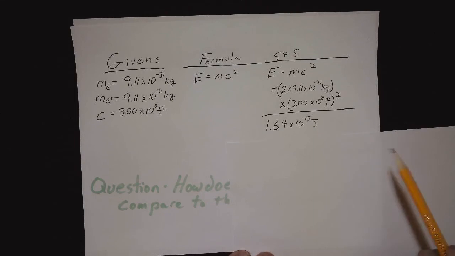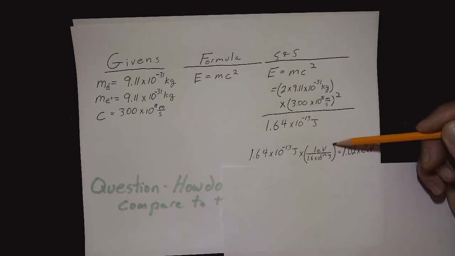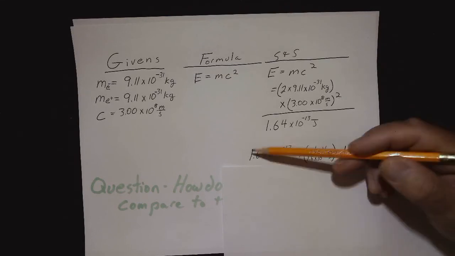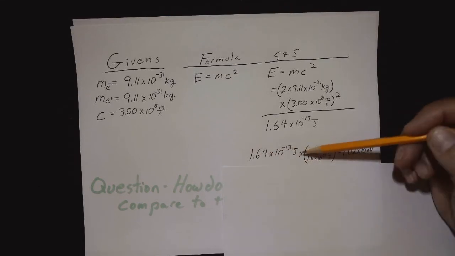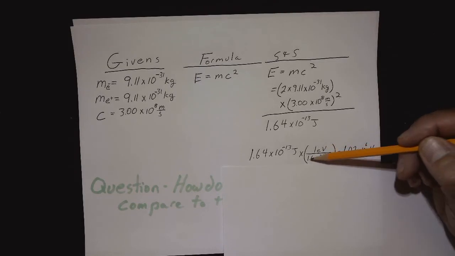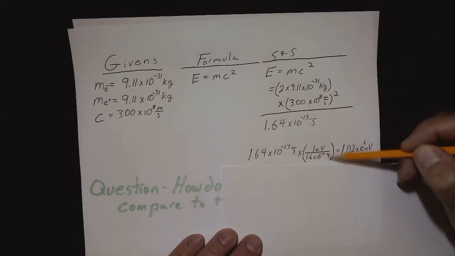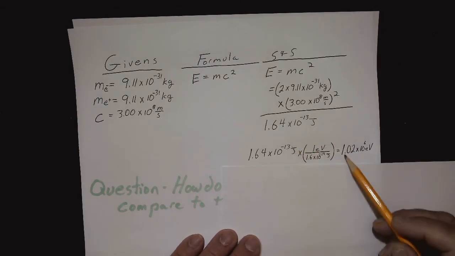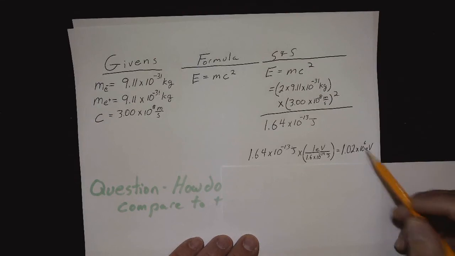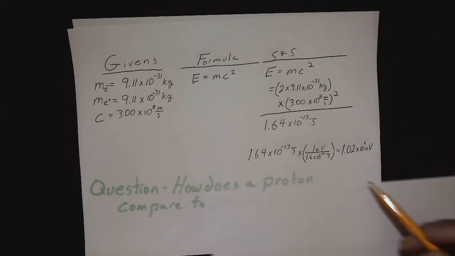But what if they asked us to convert that to electron volts? Remember what we multiply by? We're just multiplying by 1. So 1.64 times 10 to the minus 13th joules, this form of 1 is going to be 1 electron volt is the same thing as 1.6 times 10 to the minus 19th joules. The joules cancel, leaving us electron volts. We would end up with 1.02 times 10 to the 6th electron volts. That's a lot of energy there. But remember, an electron volt is an exquisitely tiny amount of energy.